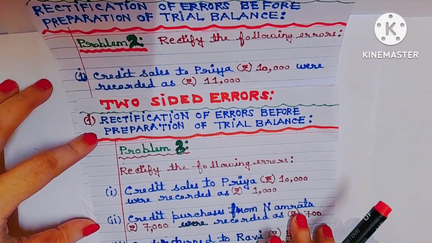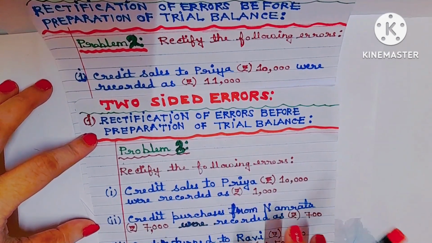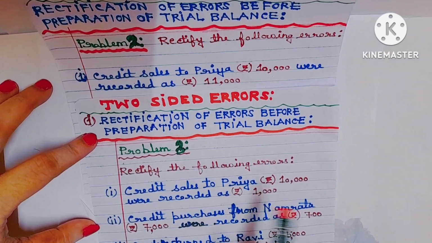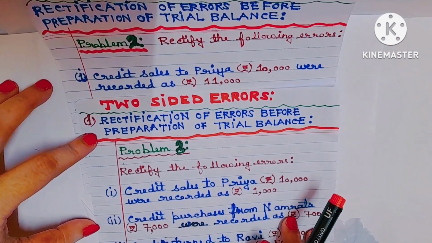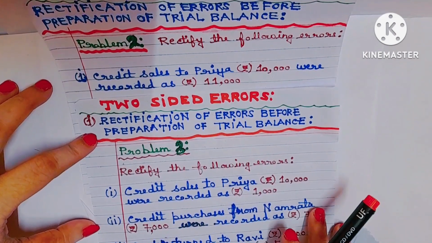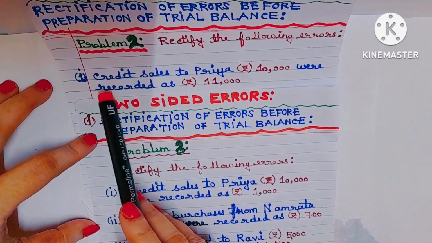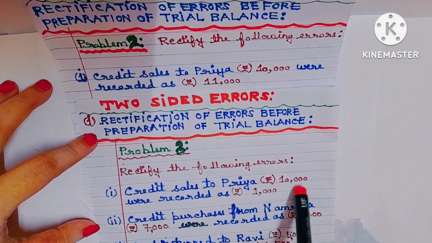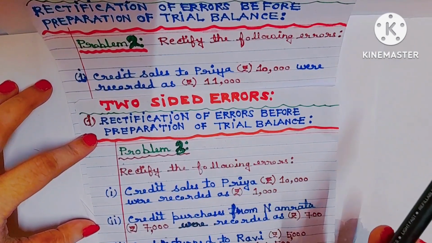So how to rectify the less amount? In the last problem, I showed you how to rectify the amounts which were recorded more. And in problem number 3, I'm going to show you how to rectify the amounts which were recorded less. So let's do it. See, the problem is the same. In the last problem, credit sales to Priya rupees 10,000. Here also credit sales to Priya rupees 10,000. The correct part is the same. The wrong part is different.